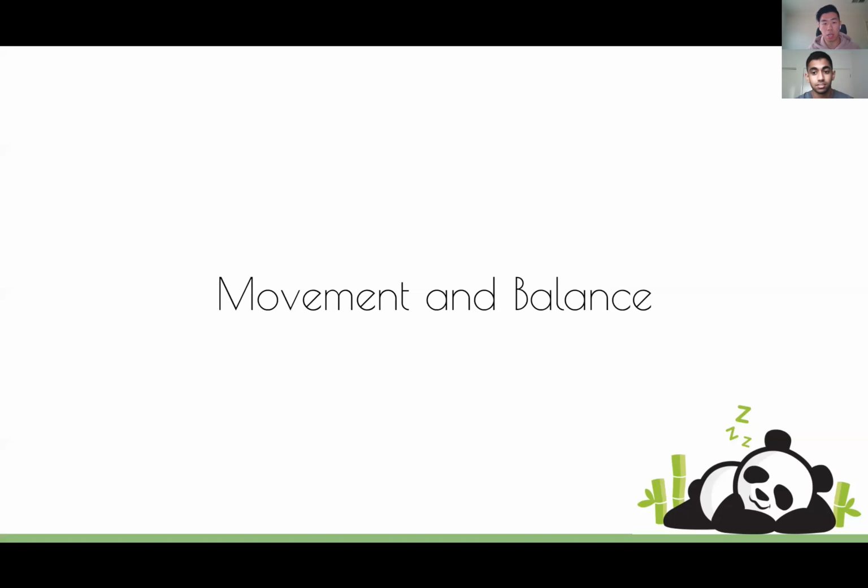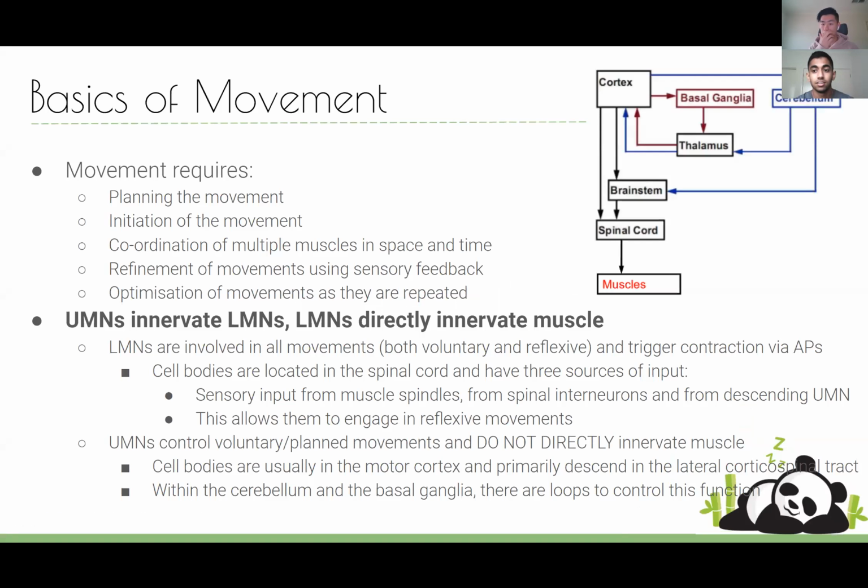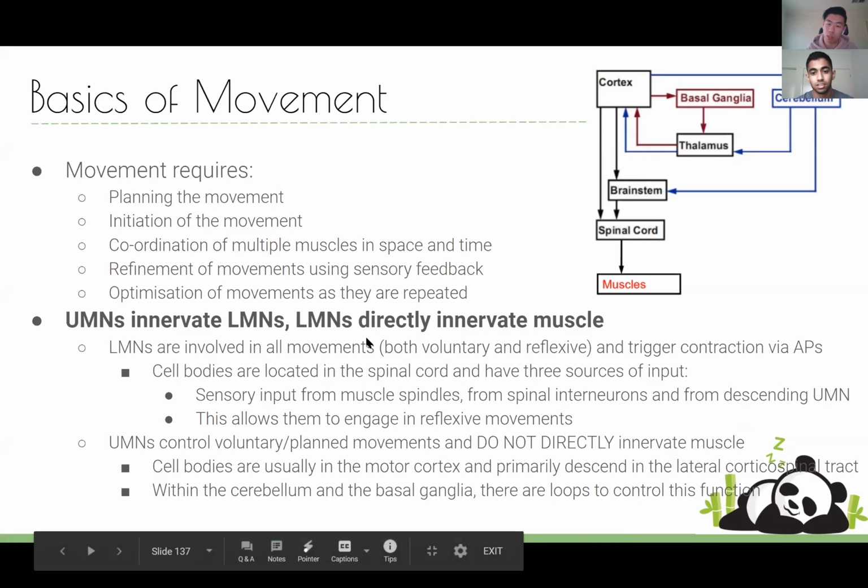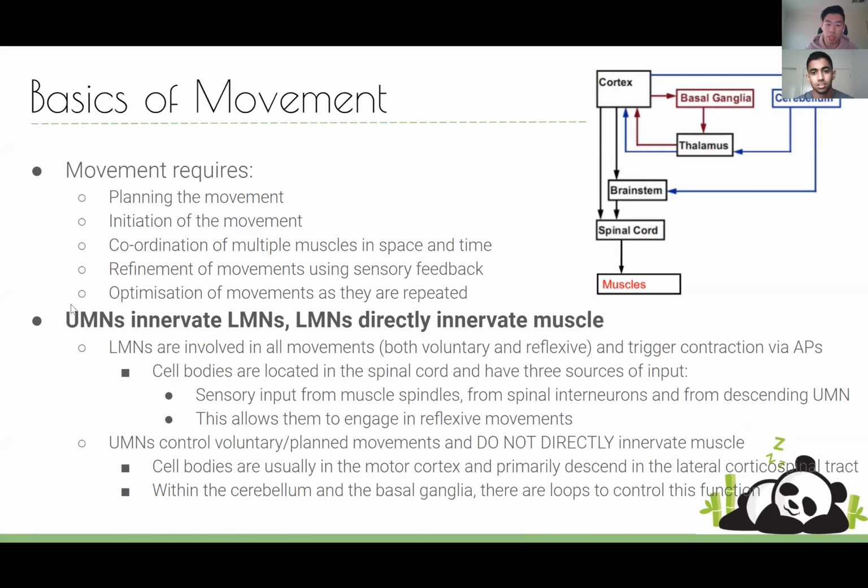So neurophysiology starts off with movement and balance. This isn't really that important of a slide, but it's a good opening introduction. This is an important idea to know: the upper motor neurons innervate lower motor neurons, which innervate muscles. That's kind of what they are. The upper motor neurons are your brain and your spinal cord. Anything else is your lower motor neurons. They communicate in these sorts of manners.